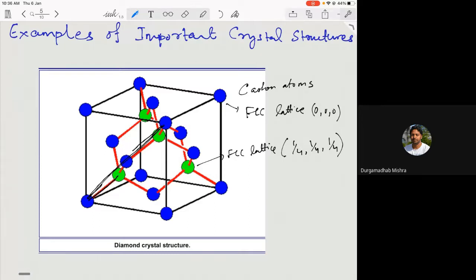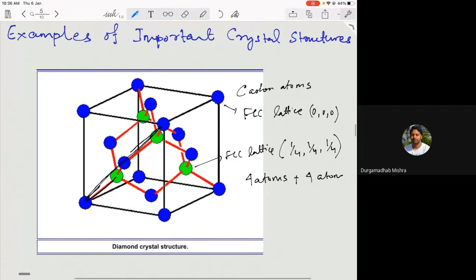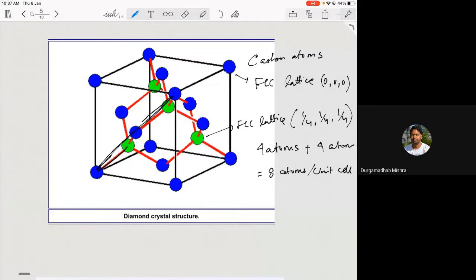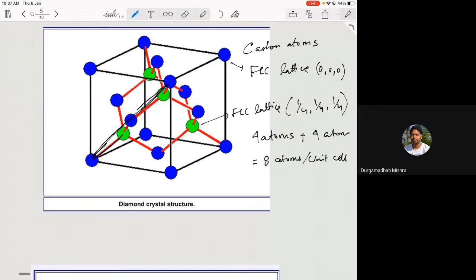But then if you look at one unit cell here, for the blue ones you have 4 atoms, and all the green ones are inside the unit cell, so there are again 4 atoms. So you basically have 8 atoms per unit cell. This is your diamond structure, and you will see a lot of this diamond structure in most of the semiconductor materials. Silicon, for example; of course, diamond is one example.